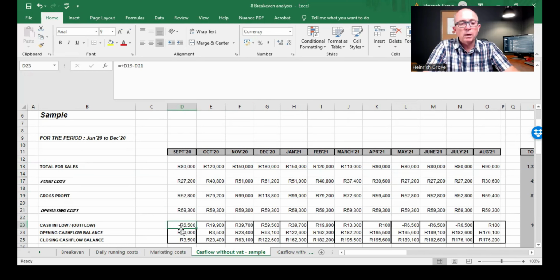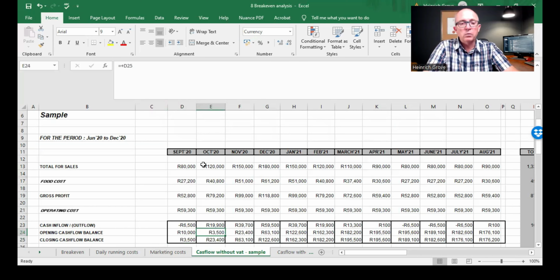So therefore, for this month, you have a negative cash flow of 6,500 Rand. Which means that if I start with 10,000 Rand in the bank, it cost me 6,500 Rand, then you can see that I've got a closing bank balance of 3,500 Rand. That balance then carries over to the next month.